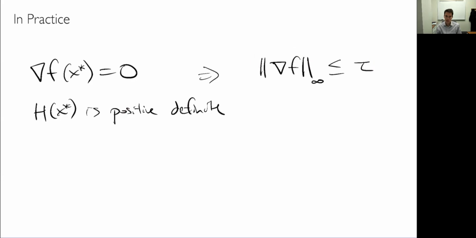Okay, so again, we haven't talked at all about how this algorithm will work, but we have defined how we know we're done. We've reached a minimum.